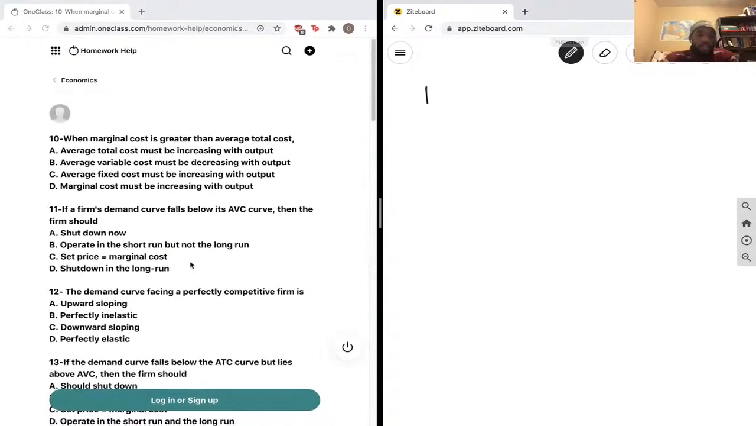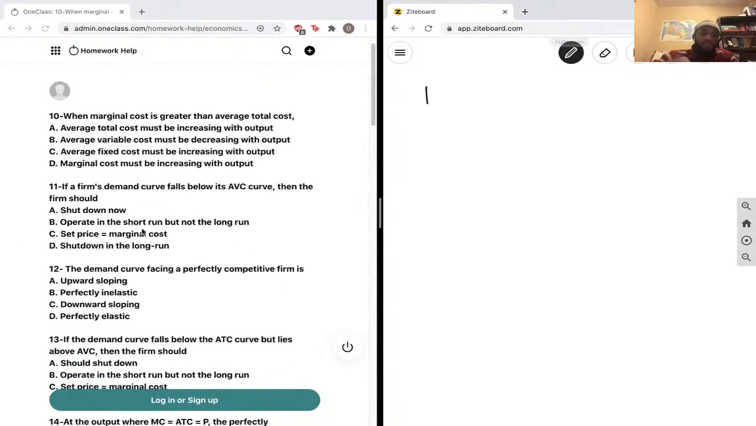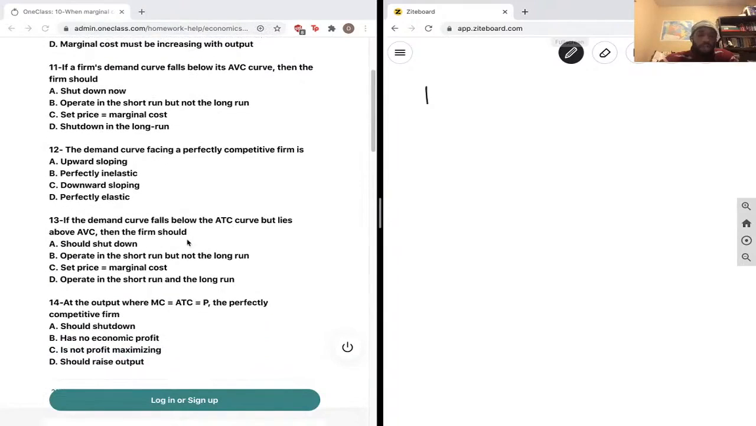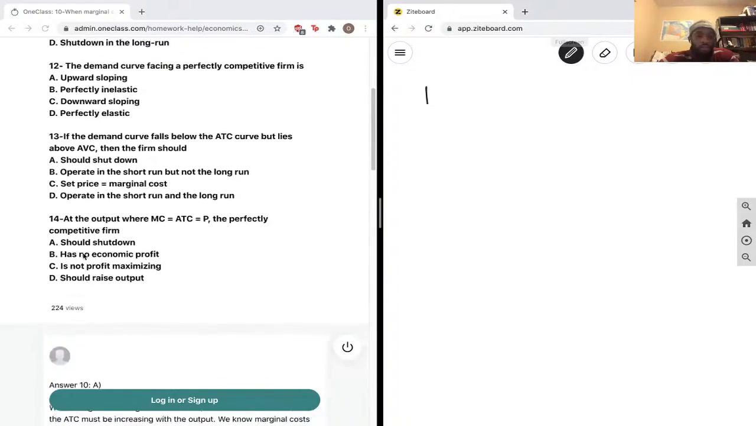And as we said in question 11, in the short run you're going to shut down if demand is below the average variable cost. Here, demand is actually above, so you could operate in the short run. But unless you're able to get your demand above average total cost in the long run, you have no business operating, because the whole point of creating a business, like our tutor said, is to generate profits. So the correct answer here is B.